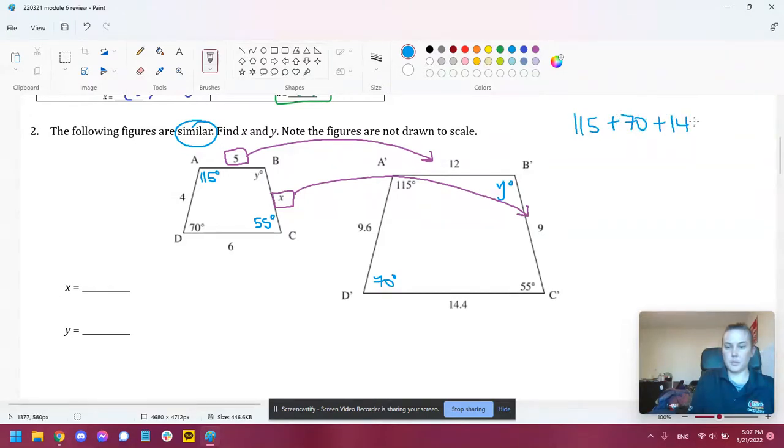70, 14, nope. 55 plus y. And we can set those equal to 360. When your shape has 4 sides, when it's a quadrilateral, all the angles add up to 360. The way to remember this is if you've got a triangle, it adds up to 180. And each additional side, you add on 180 more degrees. Pretty cool.